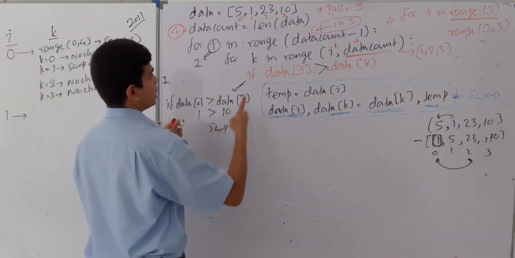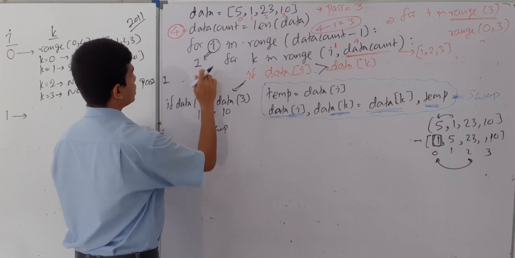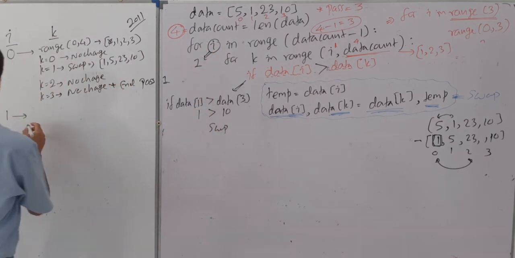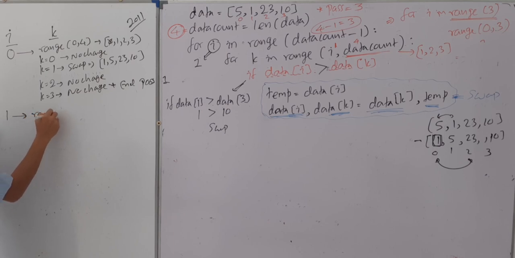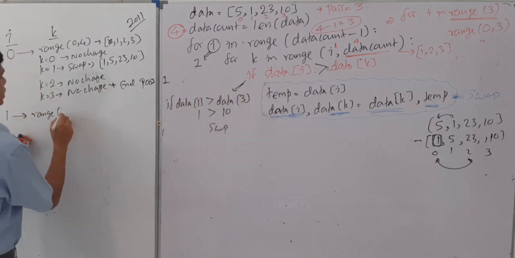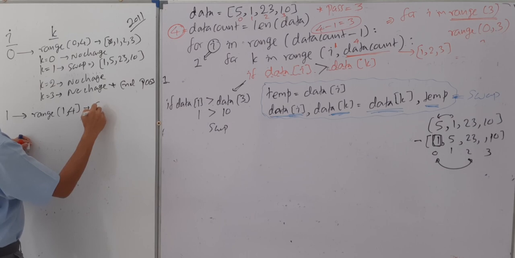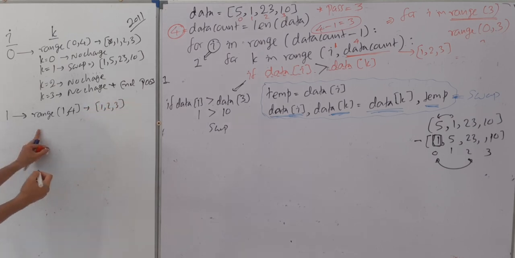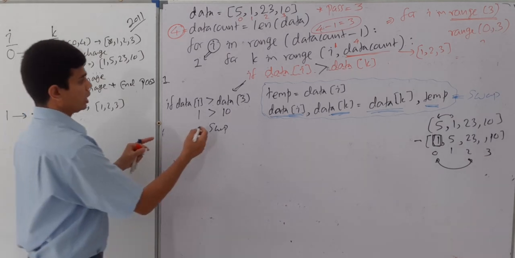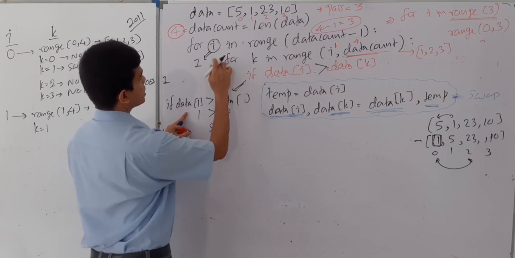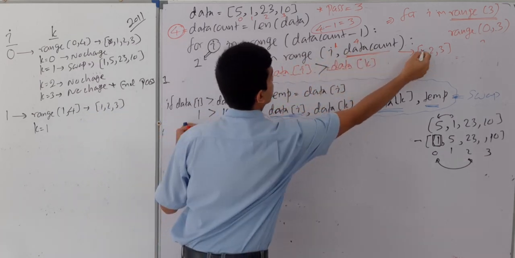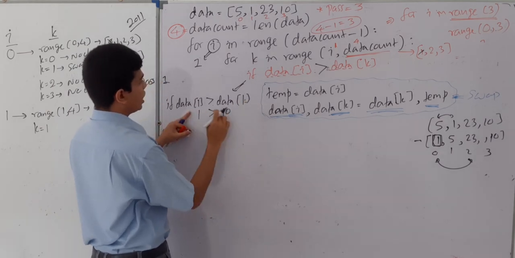Right. Then when i is 1, the range for k is going to be from 1 to 4. So, it is going to be 1, 2, 3. Then we go to the first item. k is going to be 1 now. Not 0. Earlier it started from 0. Then i is still 1. Then we come here. k is 1. Right. We check that 1 with 1.